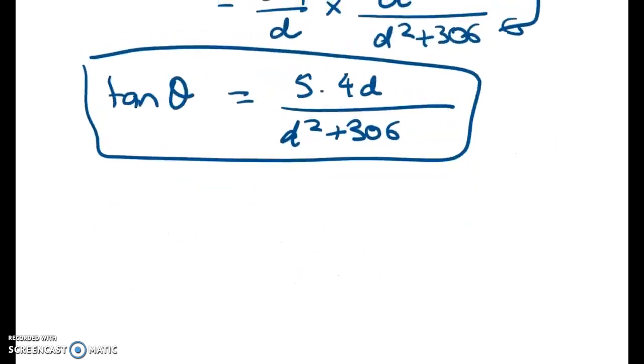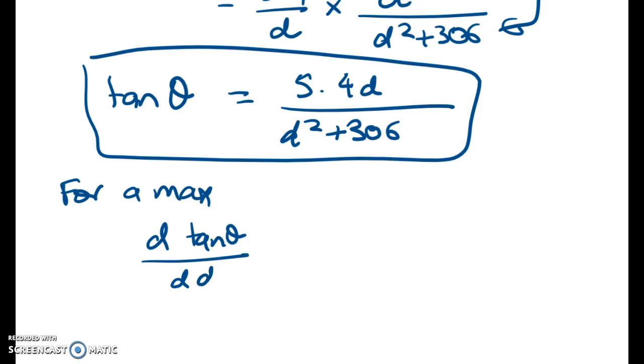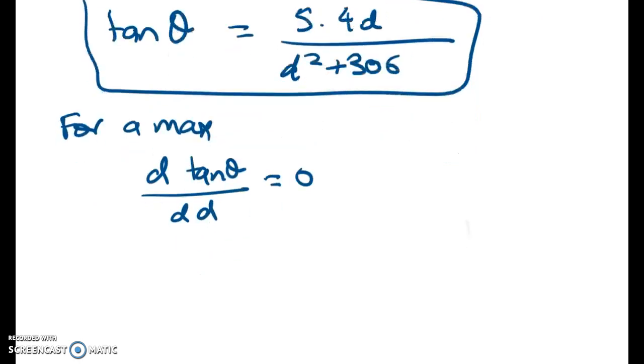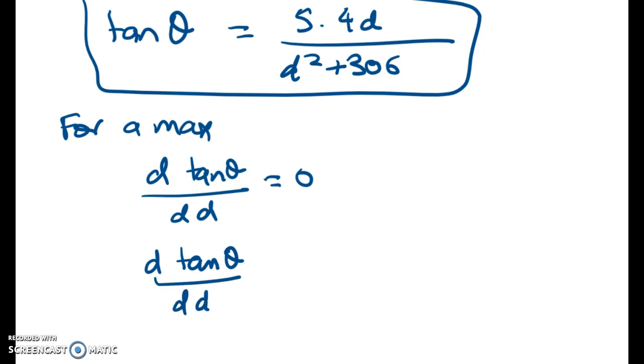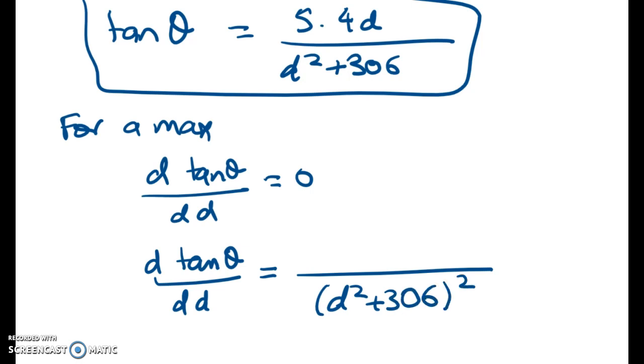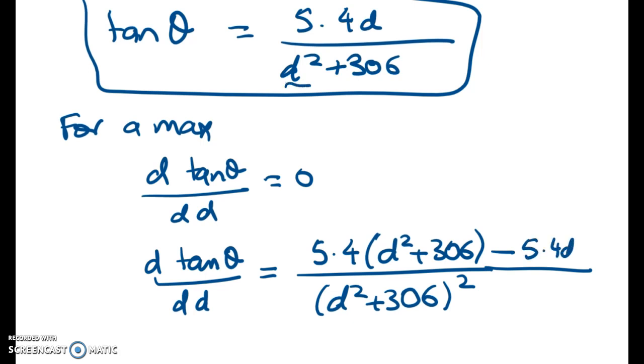So the next thing we've got to do is to say this. For a maximum, we want d tan theta by dd equal to 0. So we're now going to differentiate. We've got no trig left. We're just into the quotient rule. So d tan theta by dd will be, using the quotient rule, we get this, differentiating the numerator 5.4 into d squared plus 306 minus 5.4d times the derivative of this, so that's 2d.